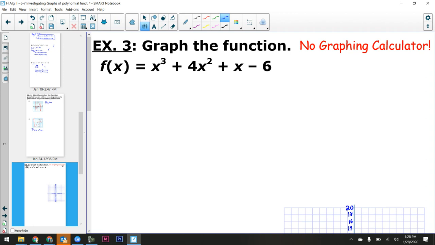All right, here we go. On your test and on your group test, there will be a no graphing calculator portion, and this is the bulk of the part.